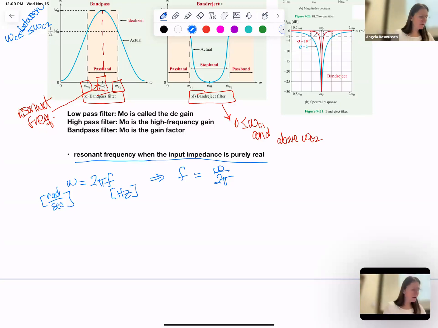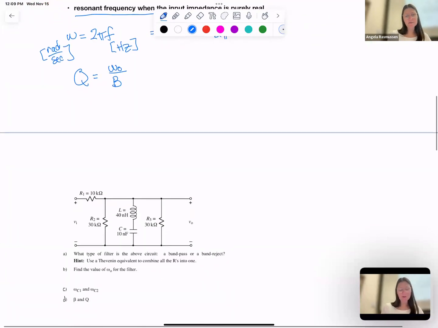Okay, the other equation that you're going to need is that Q is determined by omega naught over B. And this will be an equation you'll have to memorize.